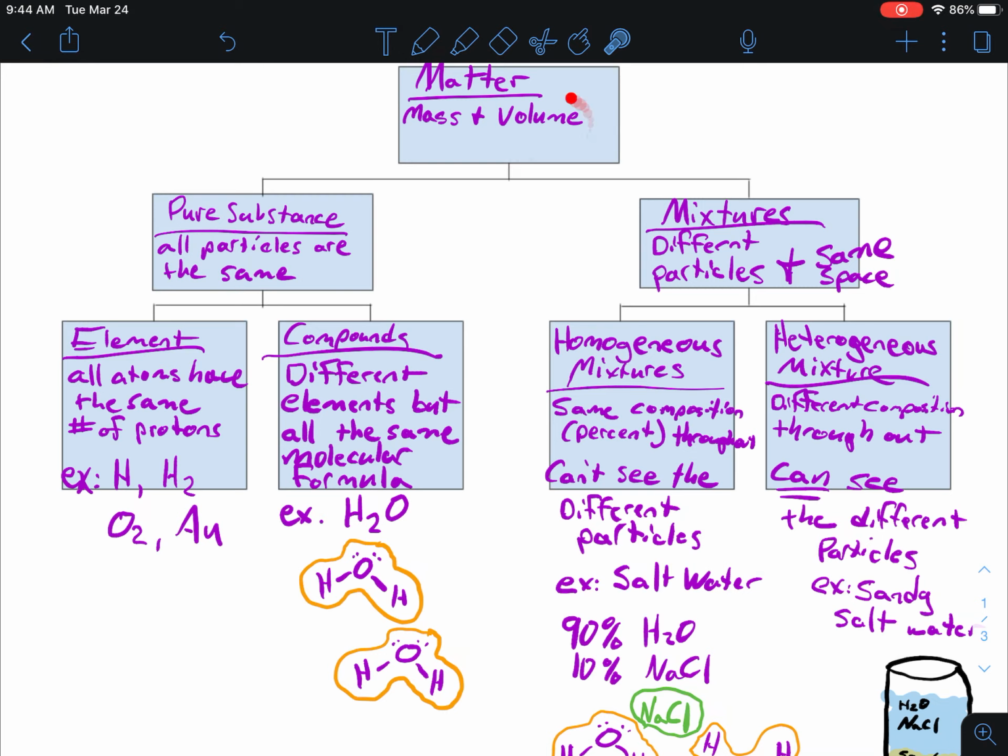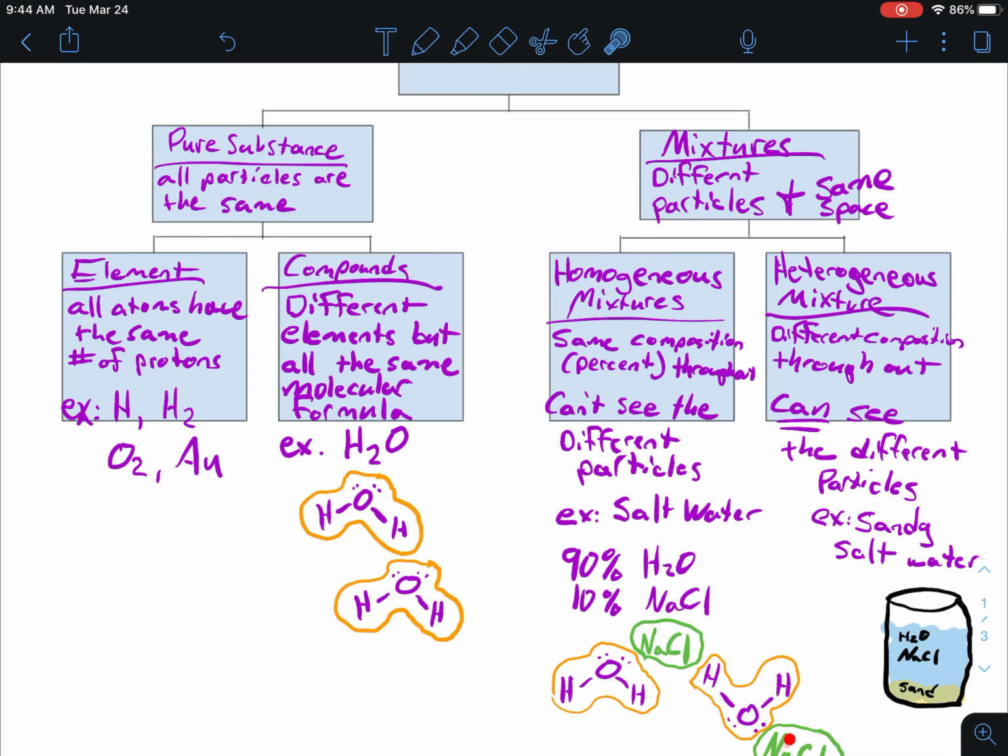If, however, that matter, which has mass and volume, consists of different particles occupying the same space, different particles meaning not chemically bound to each other, then it is either a homogeneous mixture. Those different particles in the same space are so well mixed that we can't see the difference between the particles, such as salt water. You cannot see the salt apart from the water.